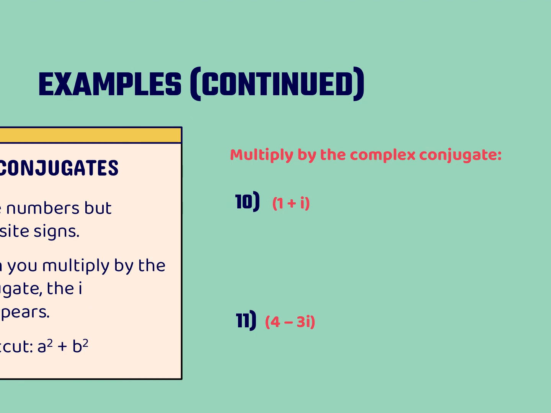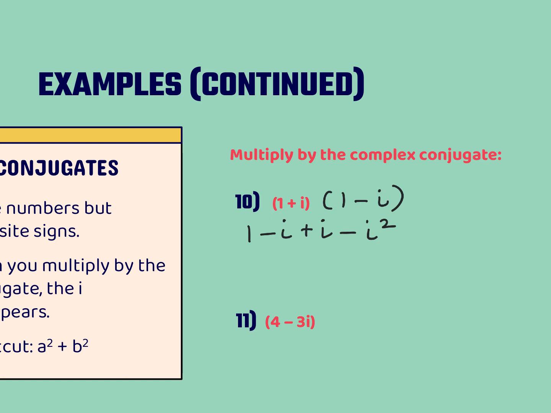So I'm going to multiply this by its conjugate. Its conjugate is going to be the same numbers, but I'm going to change the sign in between. And now I'm going to FOIL it. I'm going to do it the long way, but then I'm going to show you the shortcut. So here first is 1 times 1. Outside gives me negative i. Inside gives me positive i. And last gives me negative i squared.